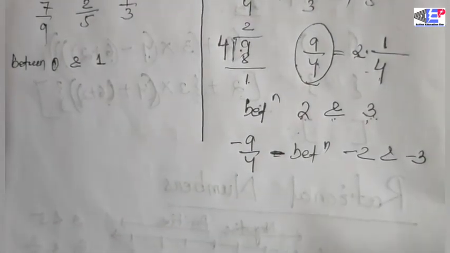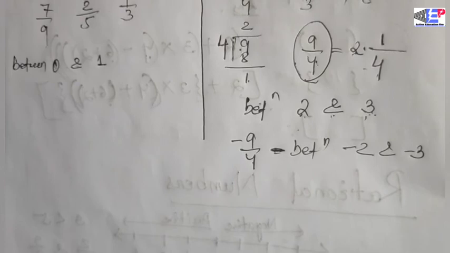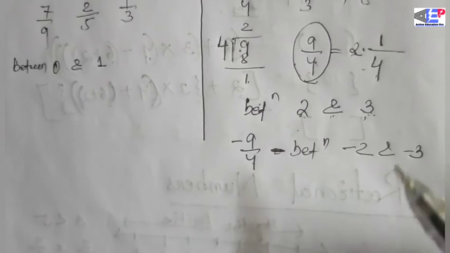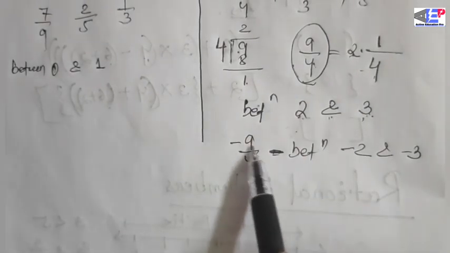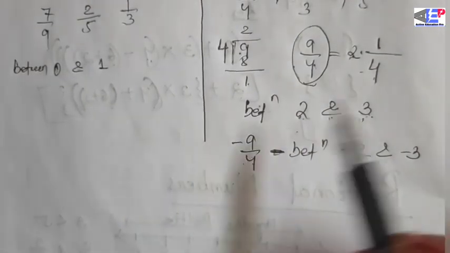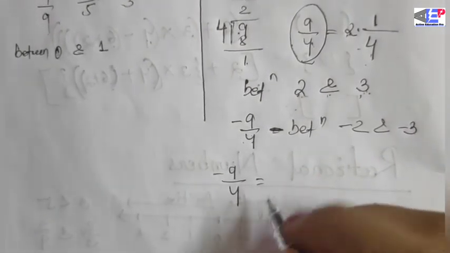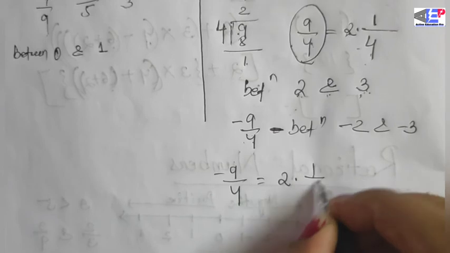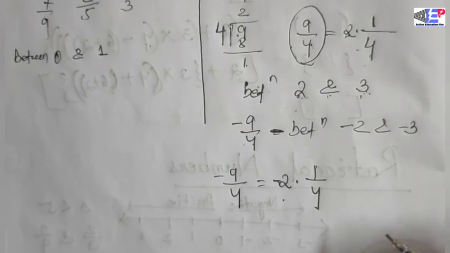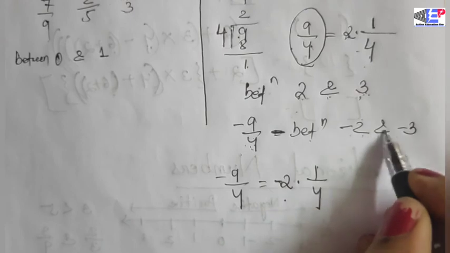When we move towards the left side, minus 9 by 4 means a negative rational number, which is present on the left side of 0. If we make it a mixed fraction, the whole number must be 2 and then 1 by 4 is the fractional number. So the mixed fraction of minus 9 by 4 is minus 2 1 by 4. Minus 2 is the negative integer and 1 by 4 is the fractional part of this mixed fraction. This number is present between minus 2 and minus 3.